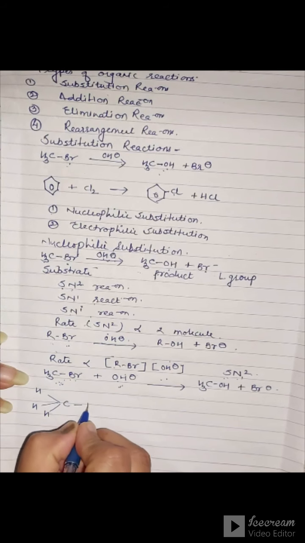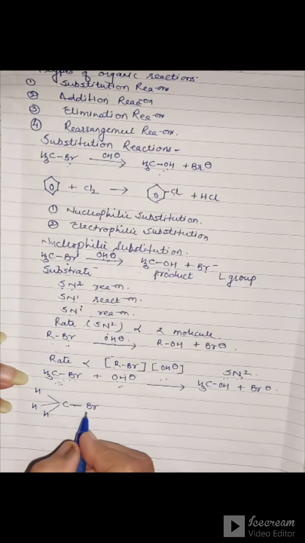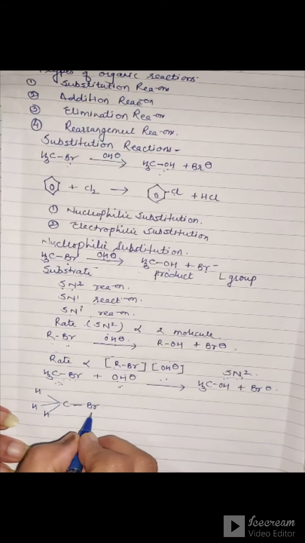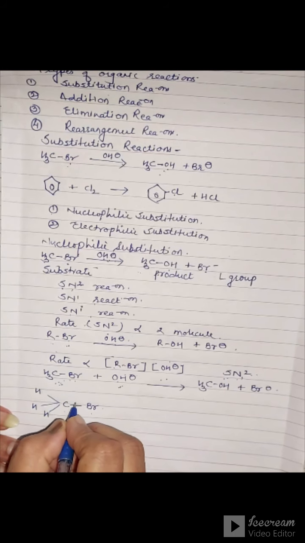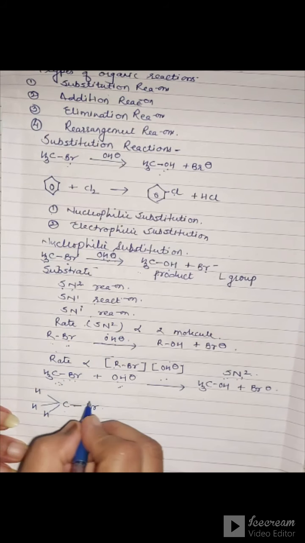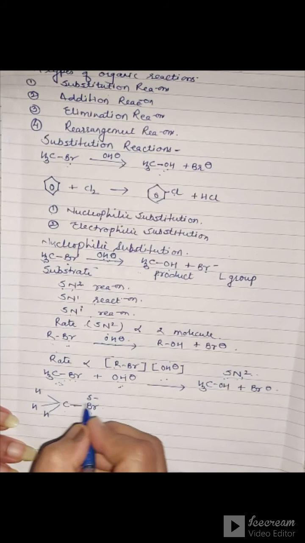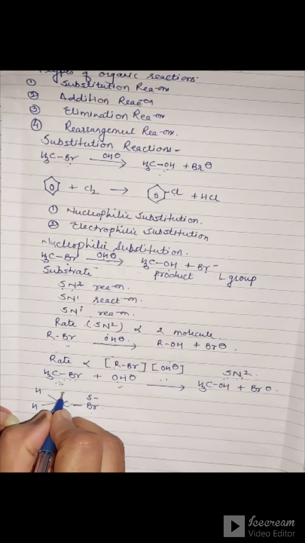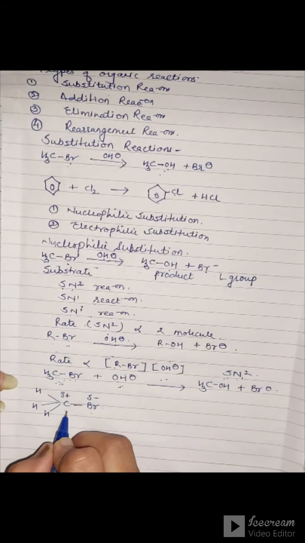C and Br. This CBr bond is a polar bond. Why is this bond polar? Because Br is more electronegative than carbon. Therefore, the shared paired electrons will be shifted towards Br and Br will become delta negative and carbon becomes delta positive, that is electron deficient.